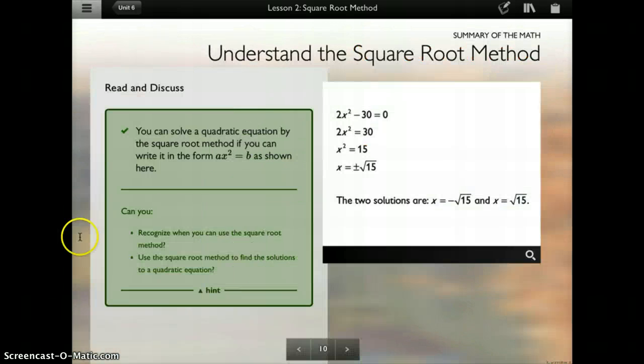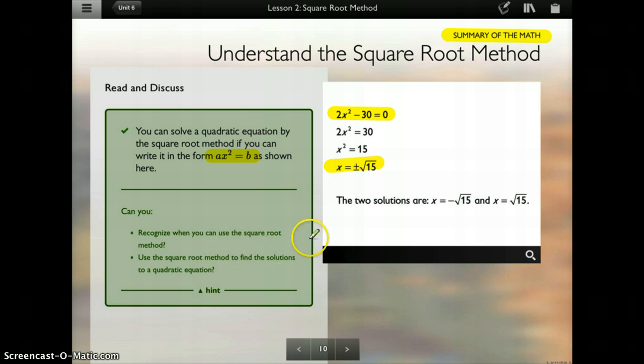All right. Slide number 10. Understand the square root method. So read and discuss. This is basically a summary of items, things that we've already learned, that we've been over. You can recognize when you use the square root method. For this one, ax squared equals b as shown. Here's an example of it. You're going to move the b value over here and square root both sides.